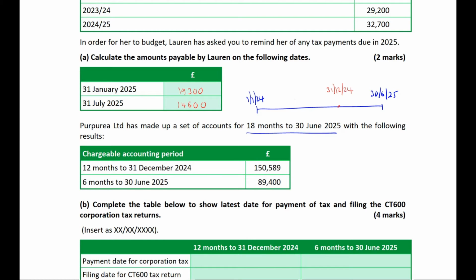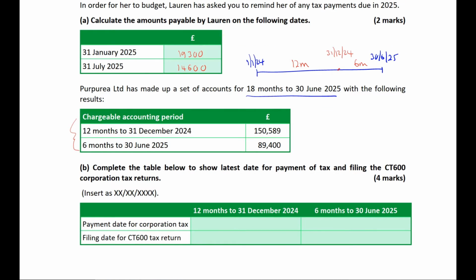I've got a 12-month period. We always do the 12 months first, and then the remainder. So another 6 months to take me to June. So a 12-month to December and then 6 months to June. And it actually tells me that in the question here. They're my chargeable accounting periods.